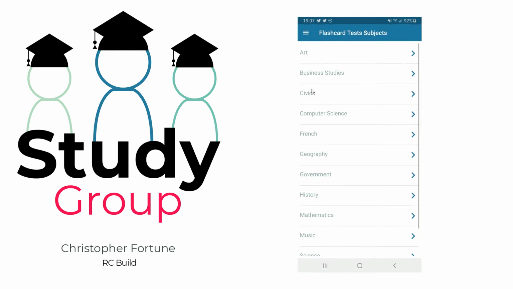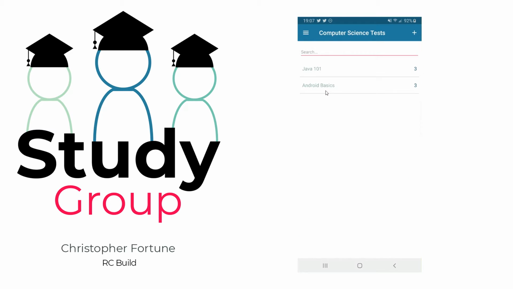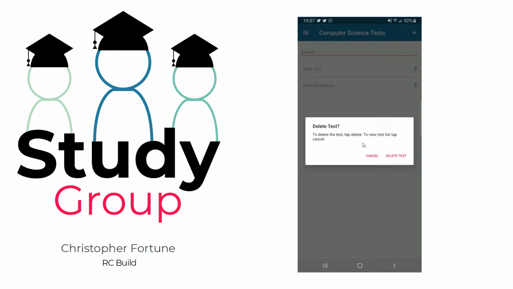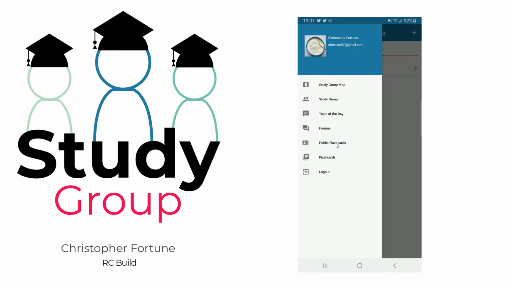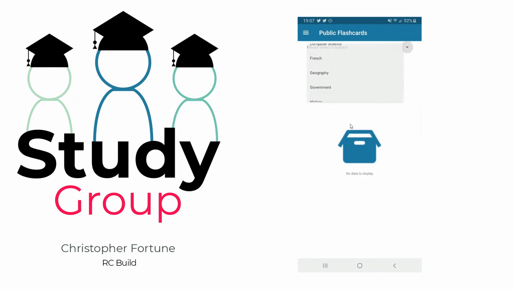So if we go back, the user now has the ability to delete a test that they have previously created. If we were to delete this test, it'll verify, hey, do you want to delete it? And say, yeah, delete the test. And you can see the test that we just created, it's not there anymore. And if we were to go to the public flashcard test section and go to computer science, that test has also been removed because we have deleted the test from our side. Since it was our test that we created, it has also been removed from the public flashcard test section as well.